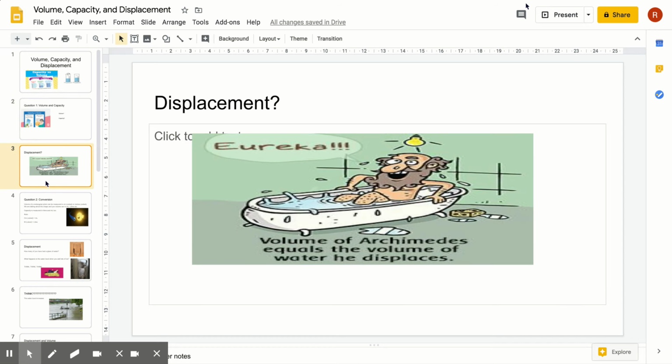Displacement is a little bit different. And now you're probably going to ask me, why, Mr. Goals, did you put a guy in a bathtub? This is Archimedes. I'm not going to explain too much about Archimedes, but if you look at the bottom, it says the volume of Archimedes equals the volume of water displaced. He's the guy who came up with the idea of displacement and volume. He was trying to prove something for a king 3,000 years ago, and he figured it out, and the very famous word "eureka" came about. If you're bored in the next month or so, you can Google him, but he's known for the displacement theory.